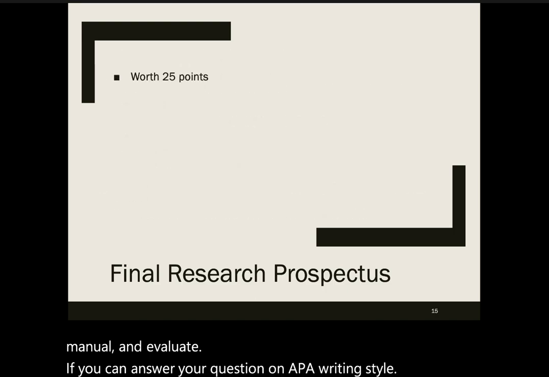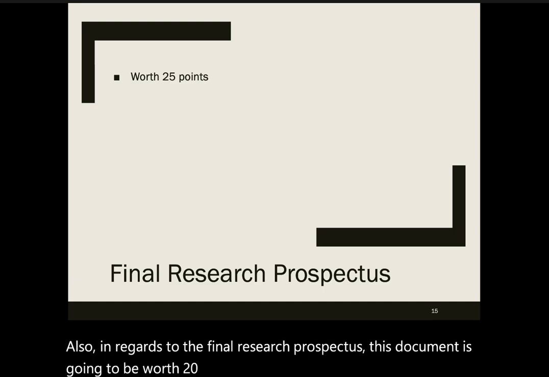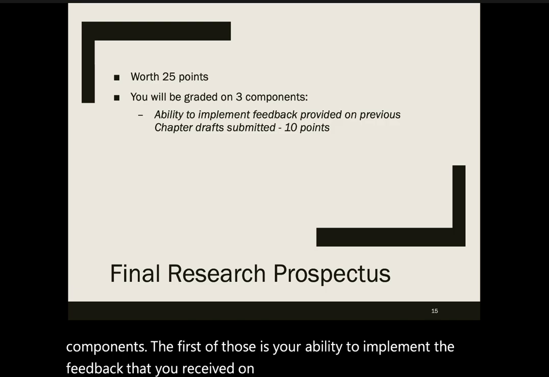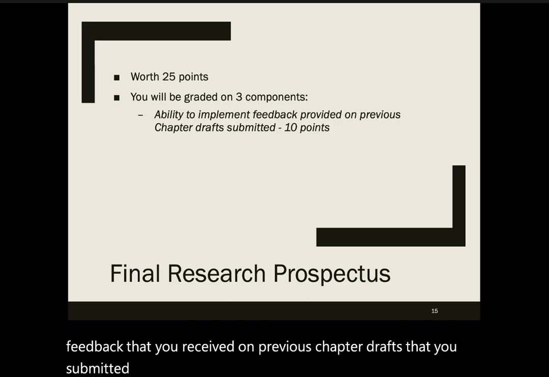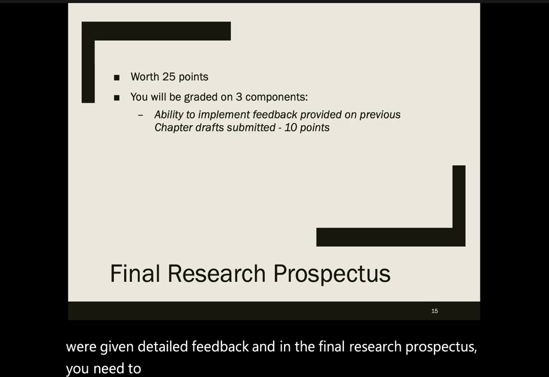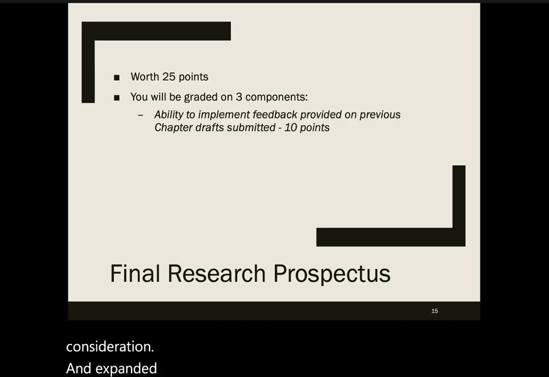Also, in regards to the final research prospectus, this document is going to be worth 25 points, and you're going to be graded on 3 components. The first of those is your ability to implement the feedback that you received on previous chapter drafts that you submitted. For each draft that you submitted previously, you were given detailed feedback. And in the final research prospectus, you need to have implemented that feedback, taken it into consideration, and expanded upon it. That ability to implement feedback is worth 10 points.